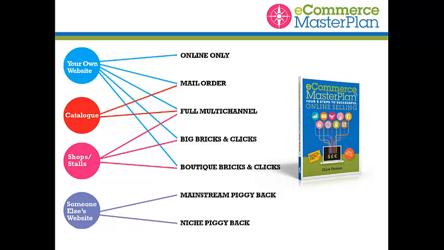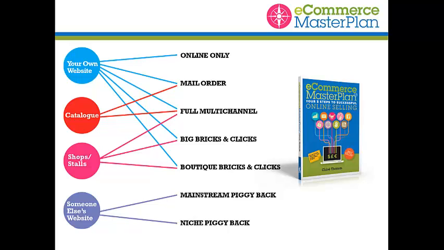Understanding your e-commerce business structure is the first thing you need to know to set yourself on the path to e-commerce success, or set yourself on the easy path to e-commerce success. It's defined by what's on the left-hand side of this diagram, which is which channels you're selling to the customer via. So your own website, your catalogue, your shops or stalls, i.e. your physical location from where people can buy from you, and also using someone else's website, be that an Amazon or an Etsy style scenario.